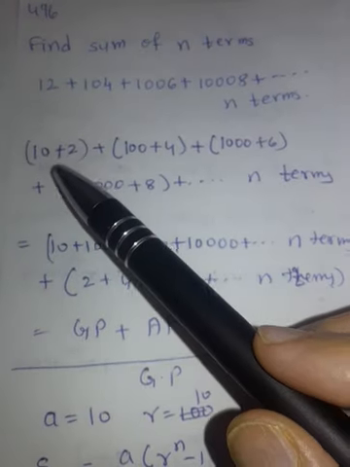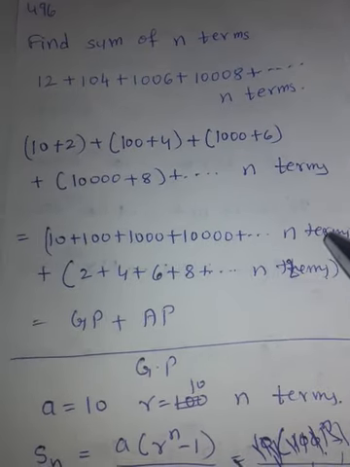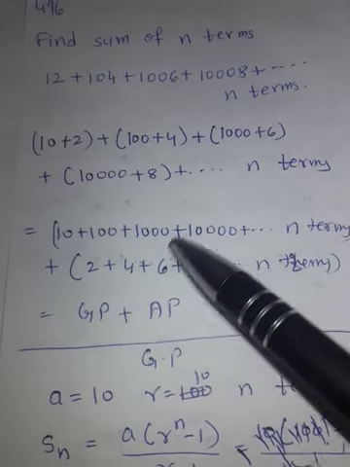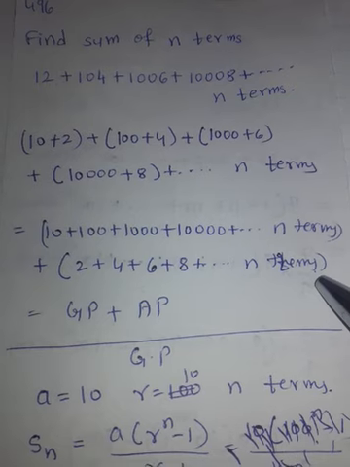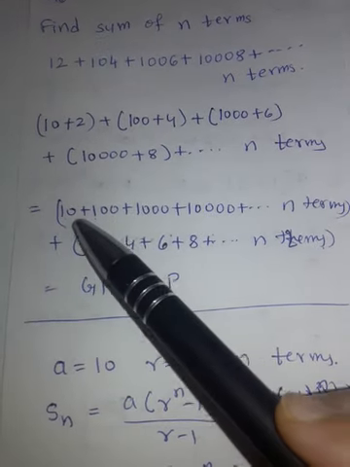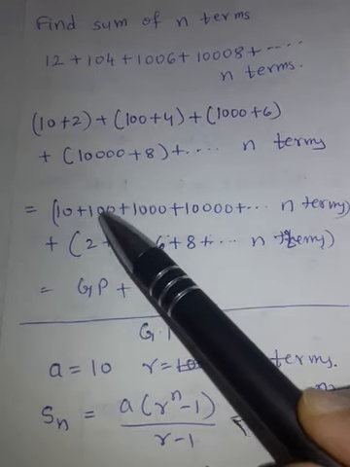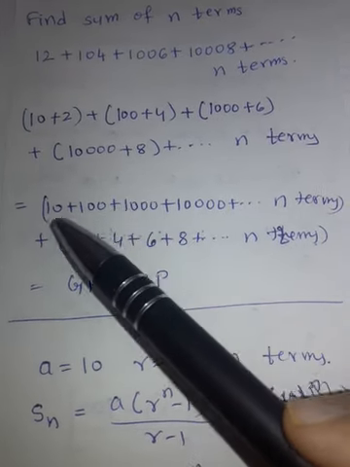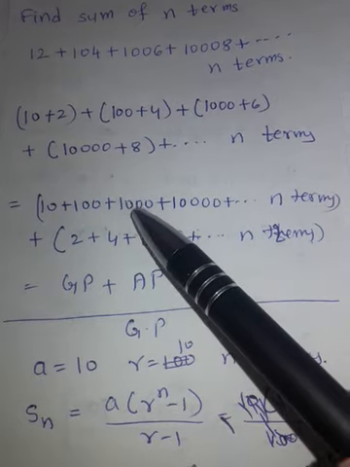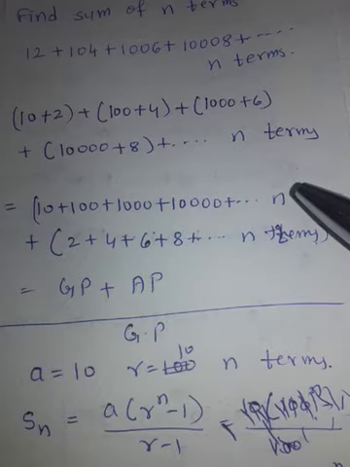Now I can take 10, 100, 1000 in one bracket up to n terms and 2, 4, 6, 8 in another bracket up to n terms. Isn't it this GP and this AP? ये geometric progression है. Ratio is 10: 10 से 10 into 10, 100, 100 into 10, 1000, 1000 into 10, 10,000. 10 का ratio से बढ़ते जा रहा है.